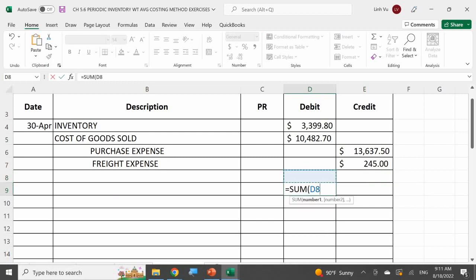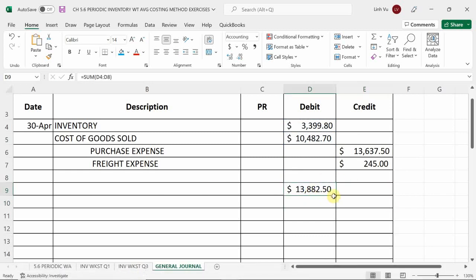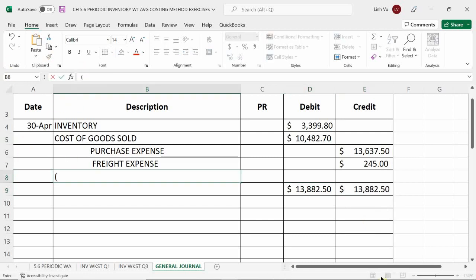And then last but not least, let's double confirm that we made no typos here or that we got our debits equaling our total credits. So I got 13,882.50 on the left, 13,882.50 on the right. And let me go ahead and do my little entry here. Conversion entry for periodic inventory.